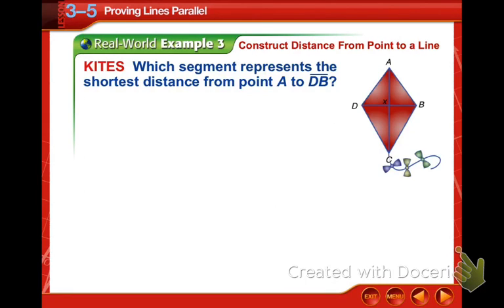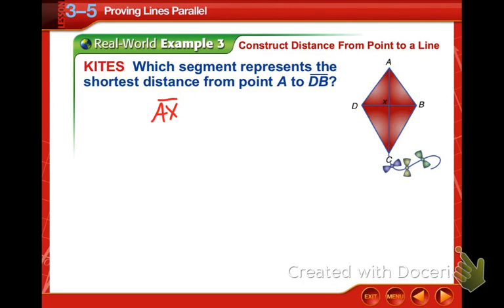So which segment represents the shortest distance from point A to DB? DB is the line going horizontally across the kite, and X is the point in the middle of the kite, A is the point at the top of the kite. And since A goes directly to the middle at DB at X, so that means our segment that we're looking for is just AX. Much easier problem, and not nearly as wordy as that last problem was.